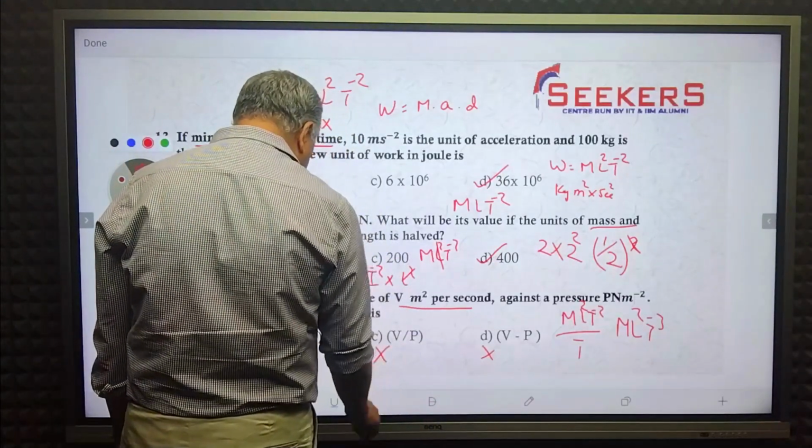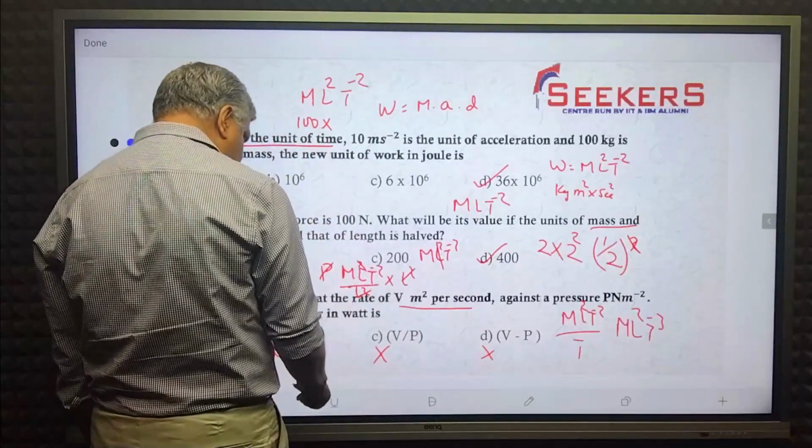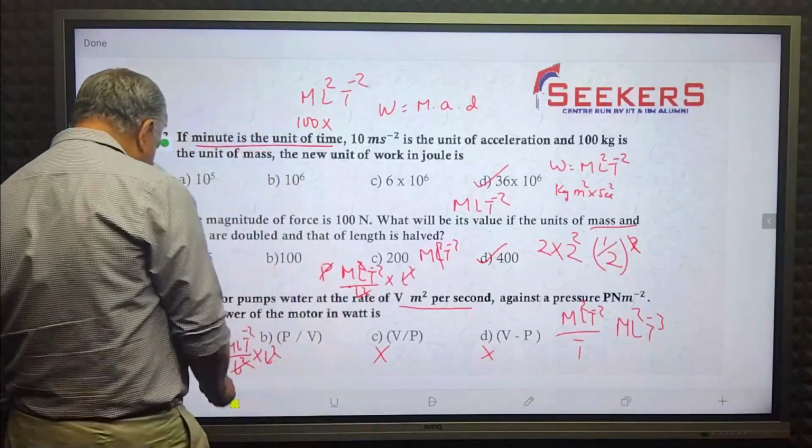V by P also cannot give you the answer. P by V also doesn't give you the answer. So only option A can give you the answer.